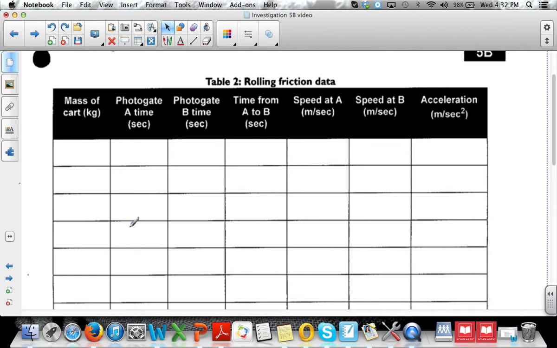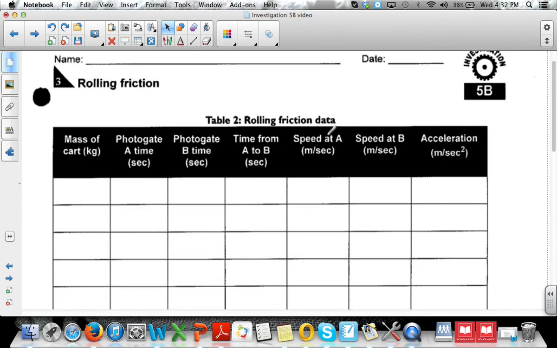And then remember speed, distance over time. And when you're calculating the speed at A, you're going to use photogate A time. When you're calculating the speed at B, you're going to use photogate B time. But acceleration, remember acceleration, that's VF minus VI over T. And in this case, VF, final velocity, is the speed at B, VI is the speed at A, and then your time is time A to B, because you want the time overall. So that's why we have to have all these columns here.